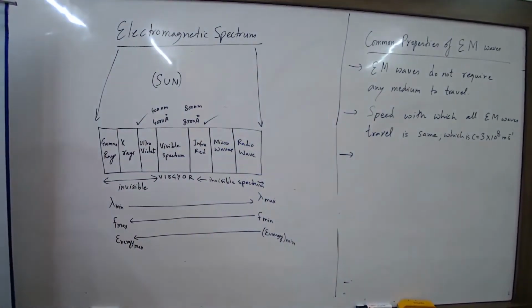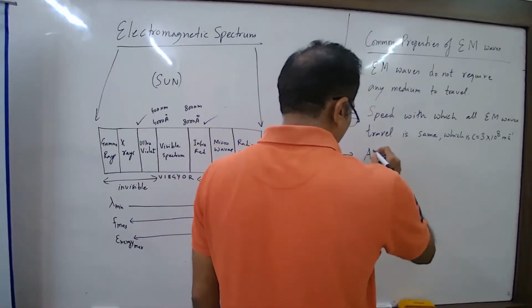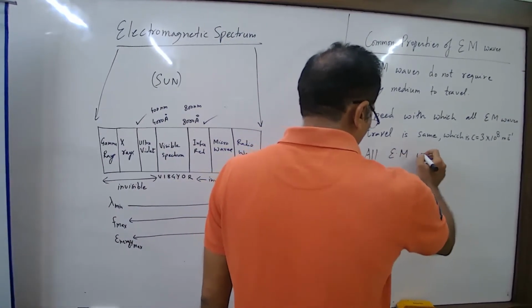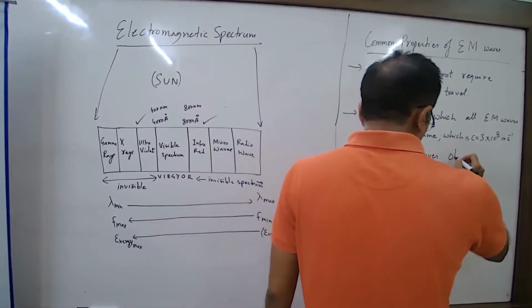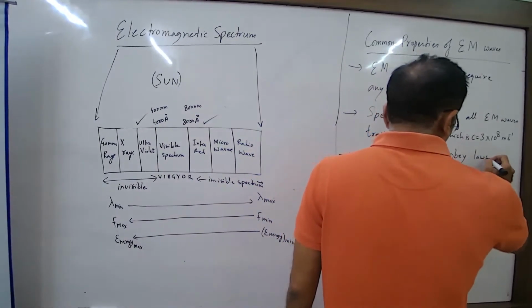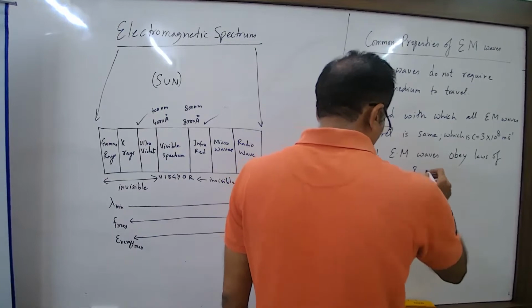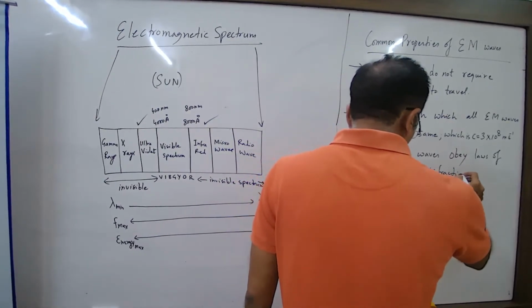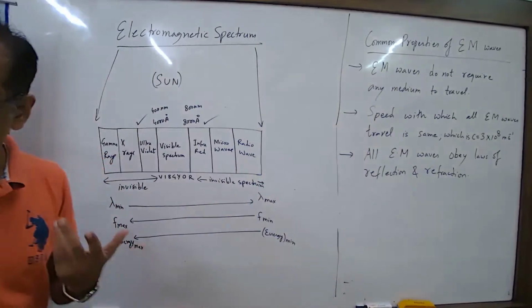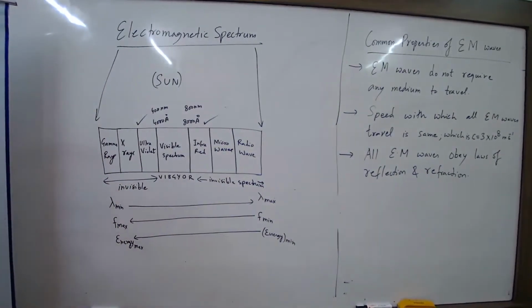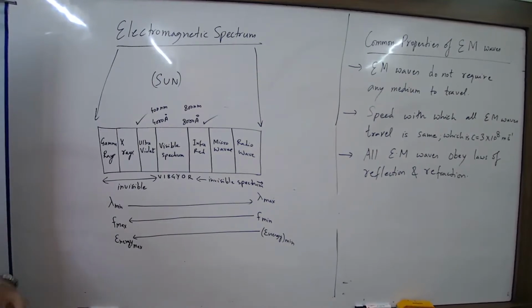ठीक है? So light में क्या होता है? Reflection, refraction होता है. वैसे ही सब waves में होता है. ठीक है? So all EM waves obey laws of reflection and refraction. जैसे लाइट वेव में हमने बहुत डिटेल में पढ़ा है, same is true for all other waves. सो लाइट में तो रिफ्लेक्शन दिखता है, इसमें we will have to detect indirectly through some other methods.